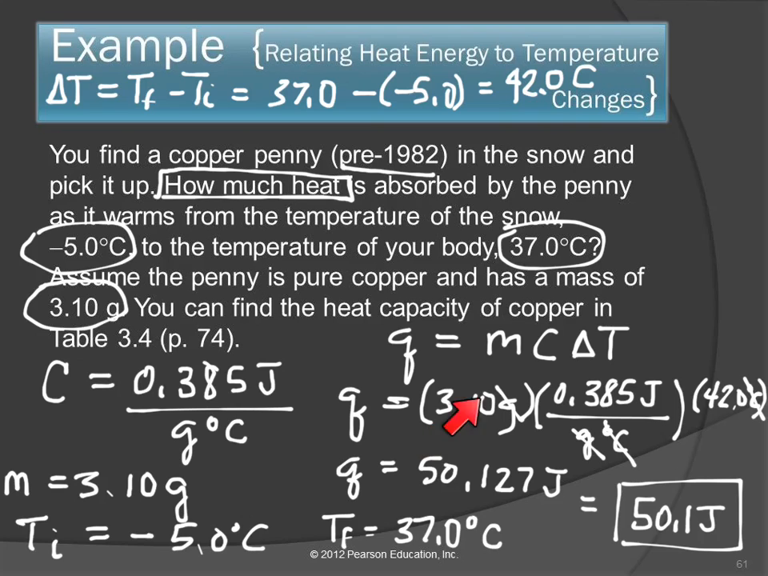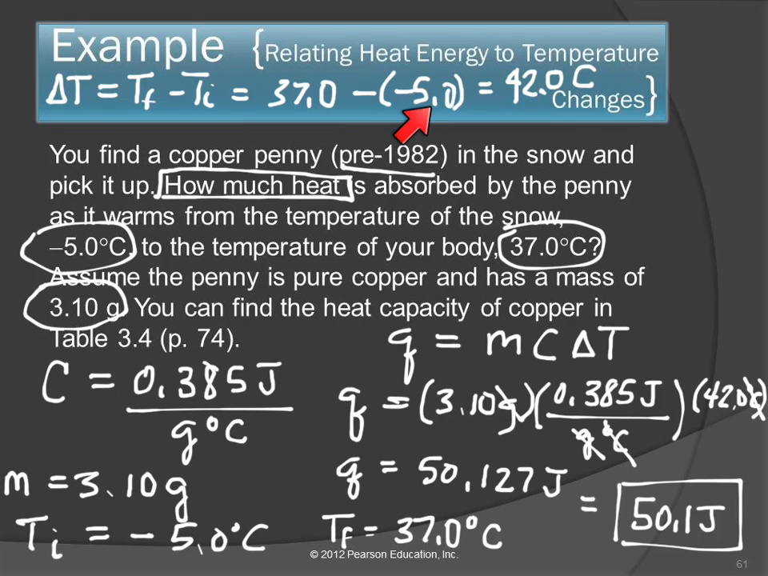3.10 has 3, and 0.385 has 3. And so then the temperature is something we have to look at. The temperature, we got that 42 from this temperature and this temperature. And yes, 5.0 only has 2 significant figures. But how did we get the 42? We got it by subtracting.